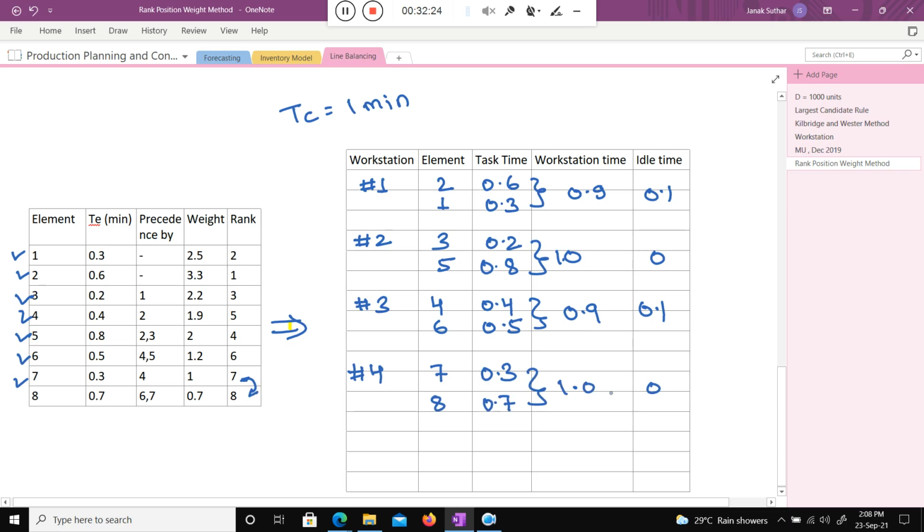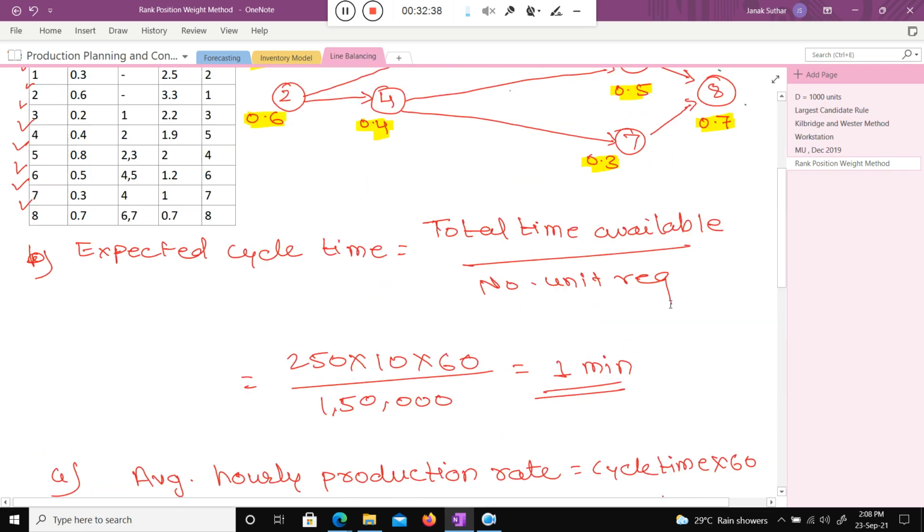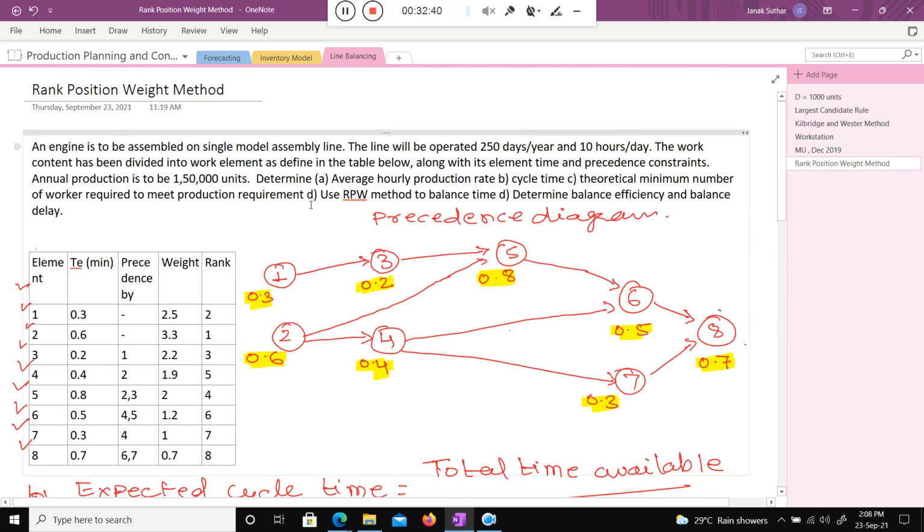Is there any doubt, class, about how this workstation is designed? Is there any doubt related to that? No, sir. Okay, very good. So now we completed everything. According to our sub question D, use RPW, the rank position weight method, to balance the line that we just did. Now determine the balance efficiency and the balance delay.